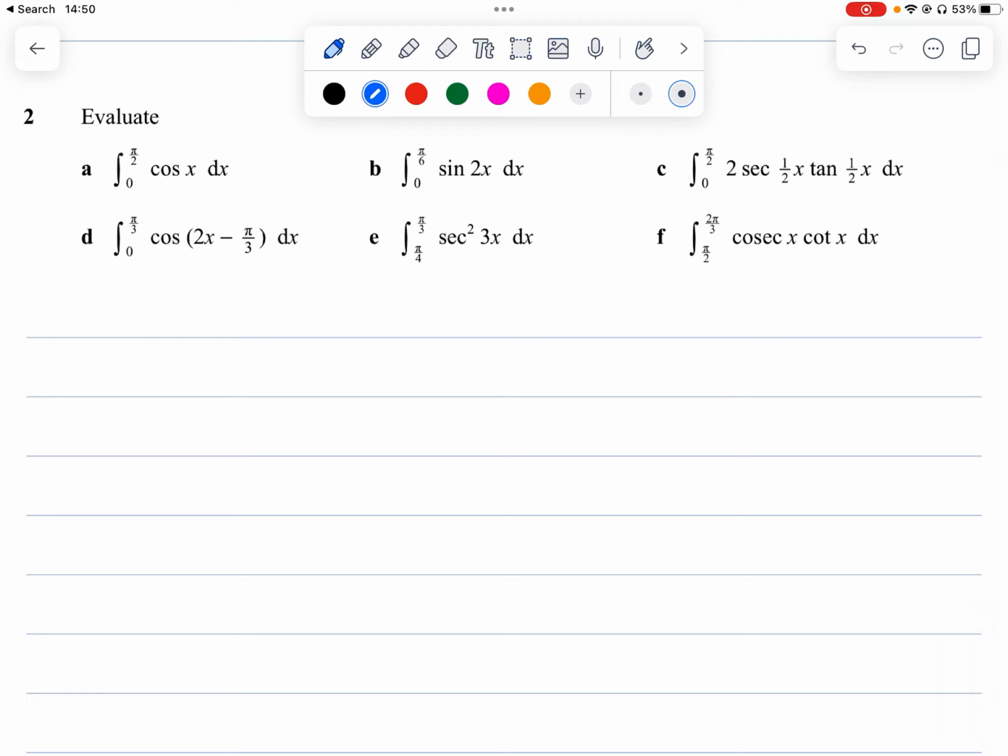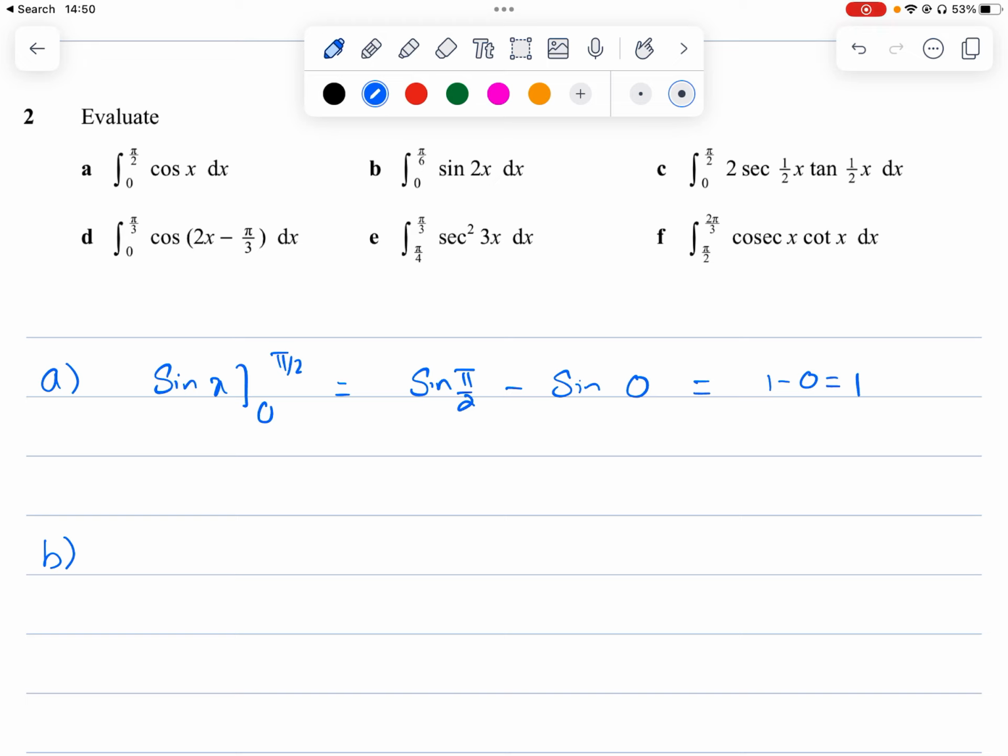Question number 2. Coming to question number 2. Integral of cos x from 0 to pi by 2. So it is going to be nothing but how much? Sine x from 0 to pi upon 2. So plug in the upper limit: sine pi upon 2 minus sine 0, which is 1 minus 0, which is 1.